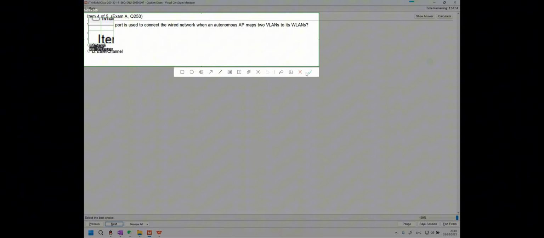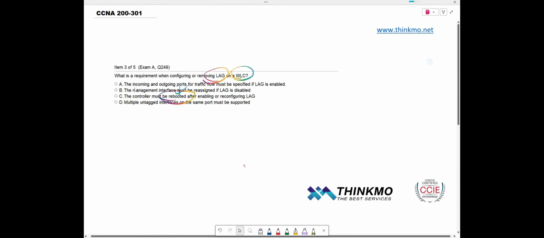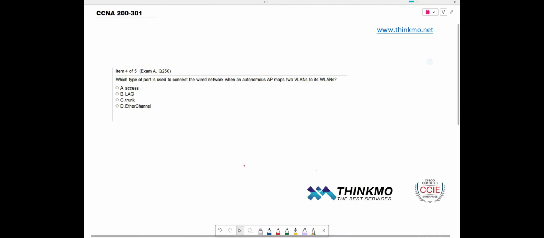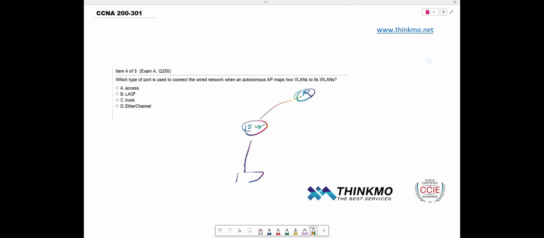Let's look at question 4. Question 4 says, when an autonomous access point maps its two VLANs to other VLANs, which specific type of port should be utilized in this particular case? For example, if there is a device, its upstream broadcast domain and downstream broadcast domain are different.